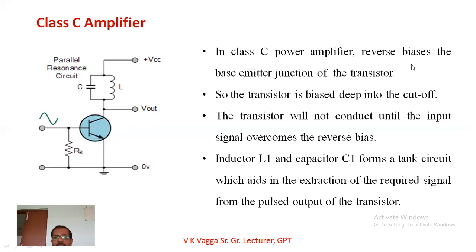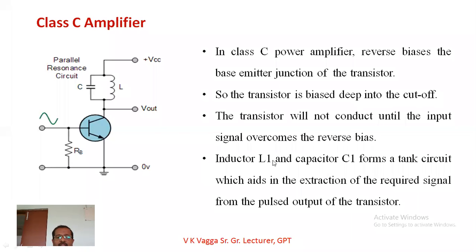In the class C power amplifier, the base-emitter junction of the transistor is reverse biased. So the transistor is biased deep into cutoff, and it will not conduct until the input signal overcomes the reverse bias. Obviously, its conduction angle will be less than 180 degrees, which means it should overcome the reverse bias. Only after entering forward bias will it start the conduction.